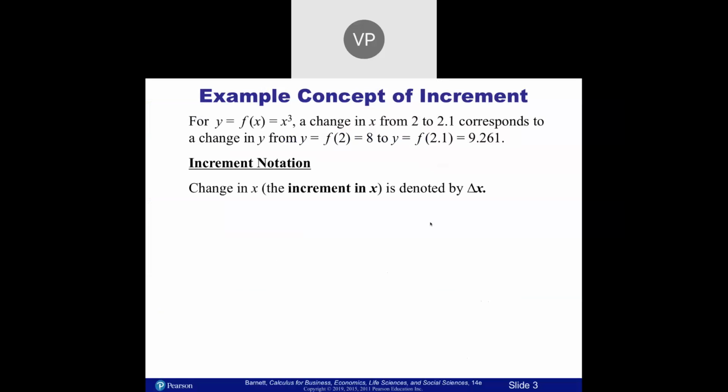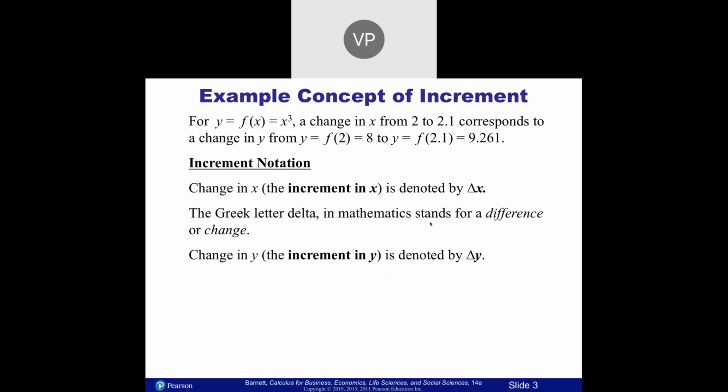So the change in x, which they call the increment of x, is denoted by delta x. That triangle right there is the Greek letter delta, so delta x is your change of x. You might have seen that in the past. Anytime you see the Greek letter delta, it's going to be the change, or in this case, the difference of something. The change in y is denoted by delta y. Same kind of thing. The change of x: look at the two x's you had, the start and the finish. You started at 2, you ended at 2.1. The amount that you went over is 0.1.